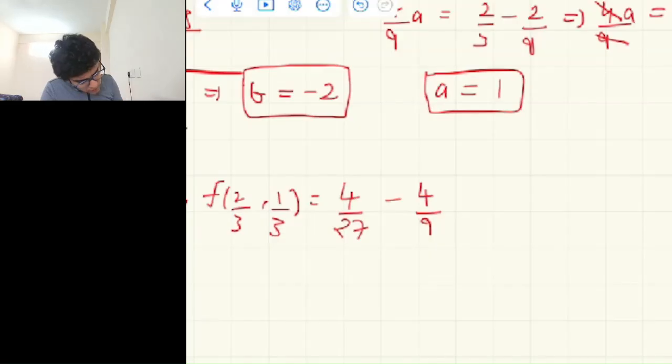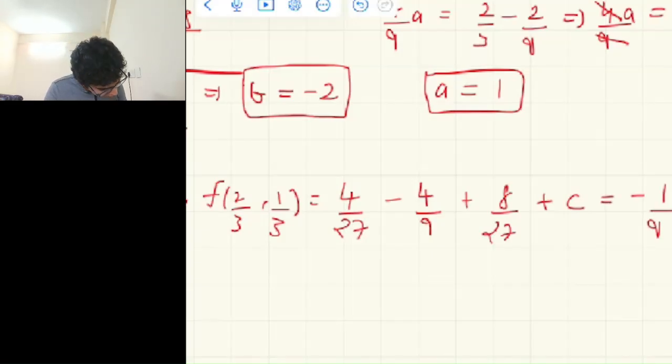Plus 2xy squared. So x is 2/3, 2/3 into 4 is 8/3, 8/3 into 1/9 would be 8/27. Plus c. And this should be equal to minus 1/9. Now solving this equation gives me the value of c.